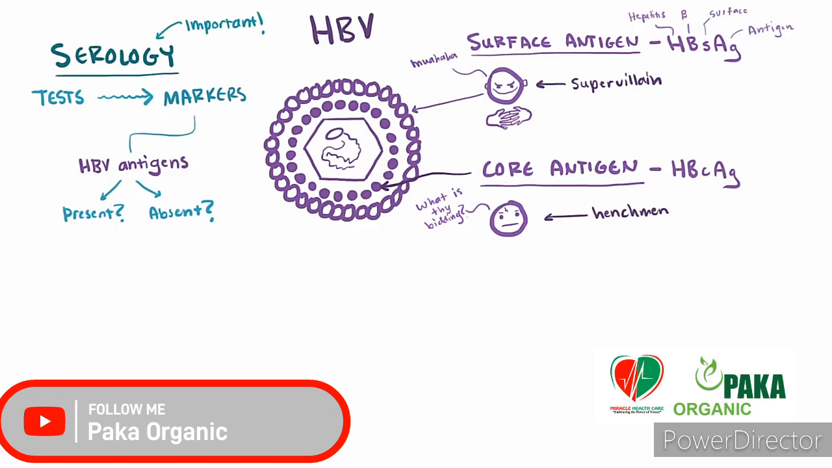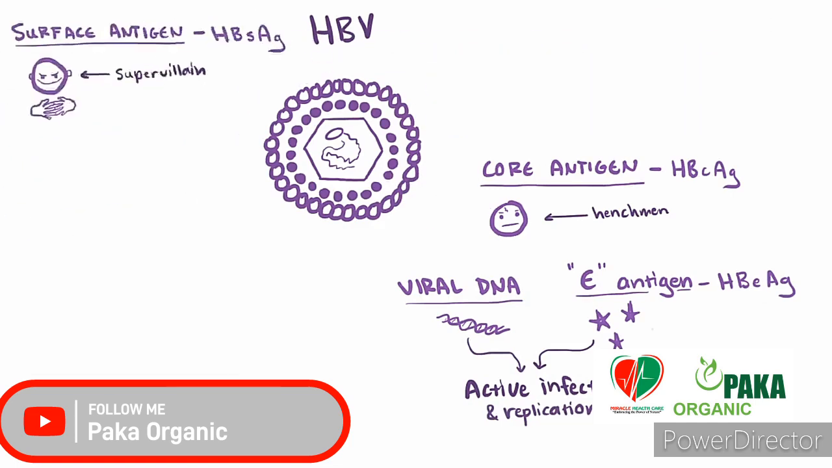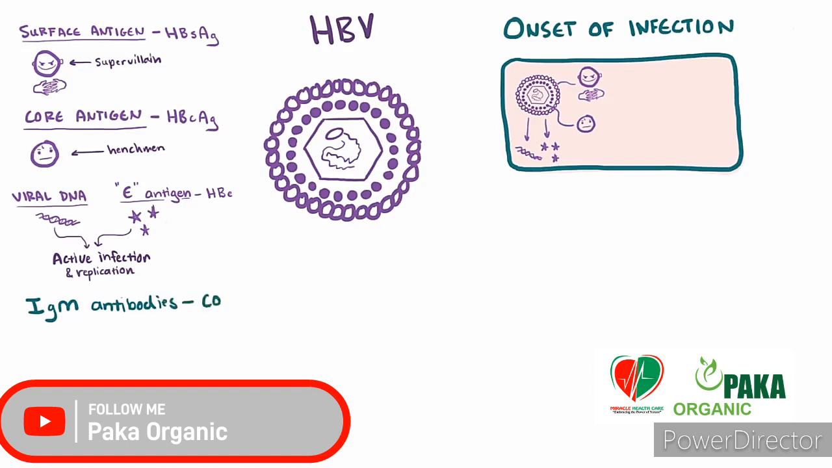Finally, there's this other antigen called the E antigen, which is secreted by infected cells, and so is this marker of active infection. These are like the byproducts of the factory, and along with viral DNA, they tell us that it's replicating and infecting. Alright, so at the onset of infection, during the acute phase, our surface antigen supervillain will definitely be present and will come up positive, and its factory will be pumping out both viral DNA and E antigen. At this point, the immune system produces IgM antibodies against the core antigens, against the henchmen.